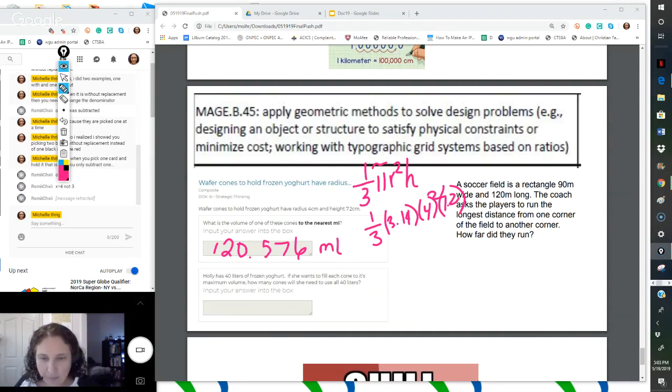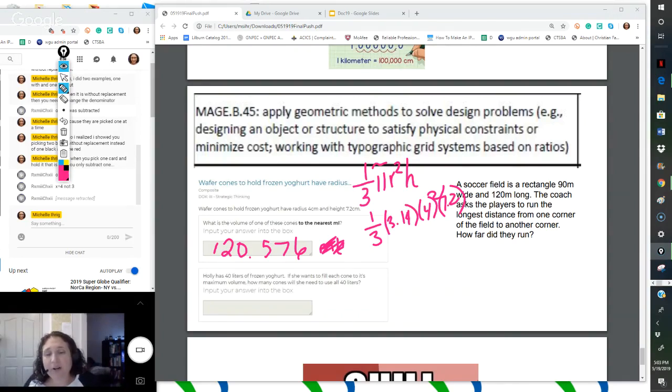Why would they have centimeters to milliliters? This conversion, I don't know what they're doing. So let's just leave it like that. Then they tell us it's 40 liters.